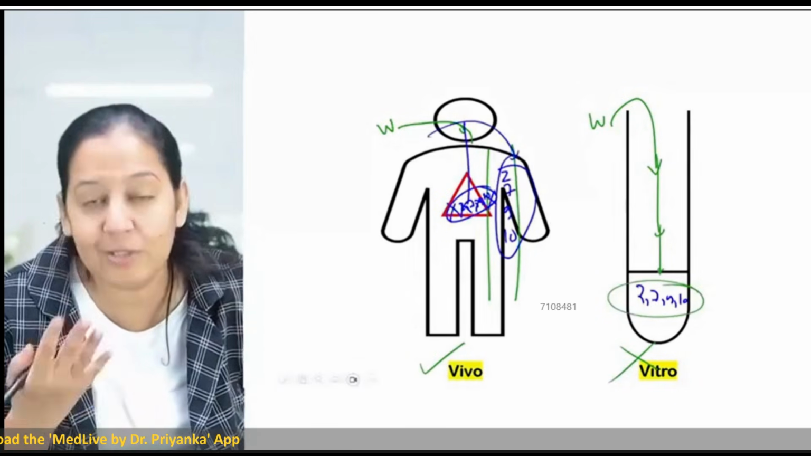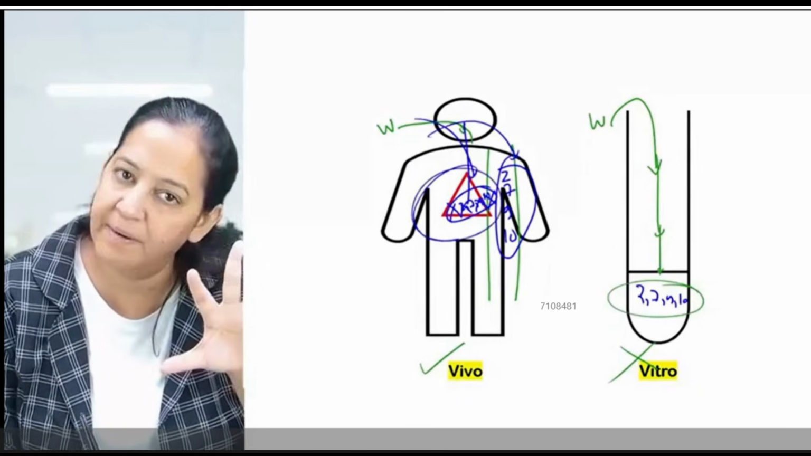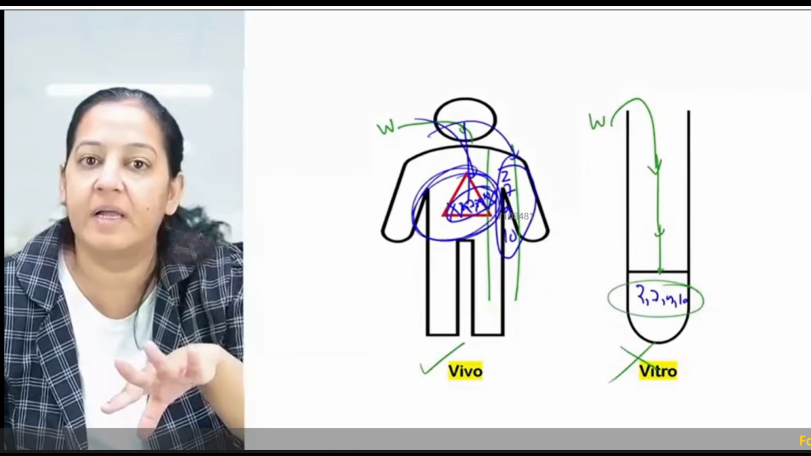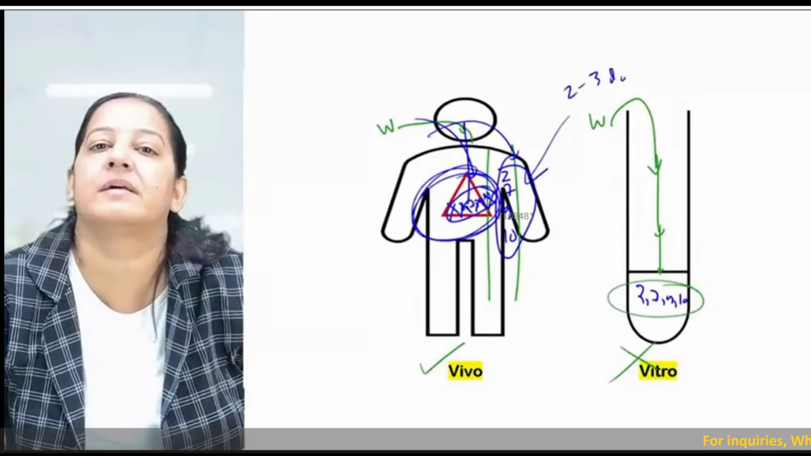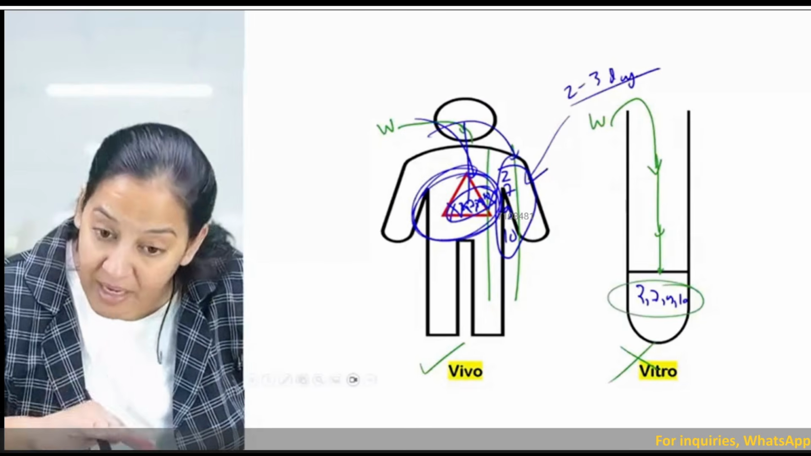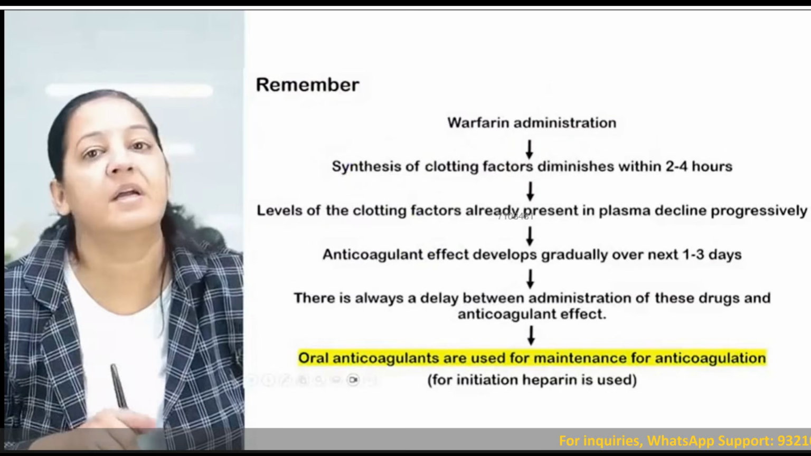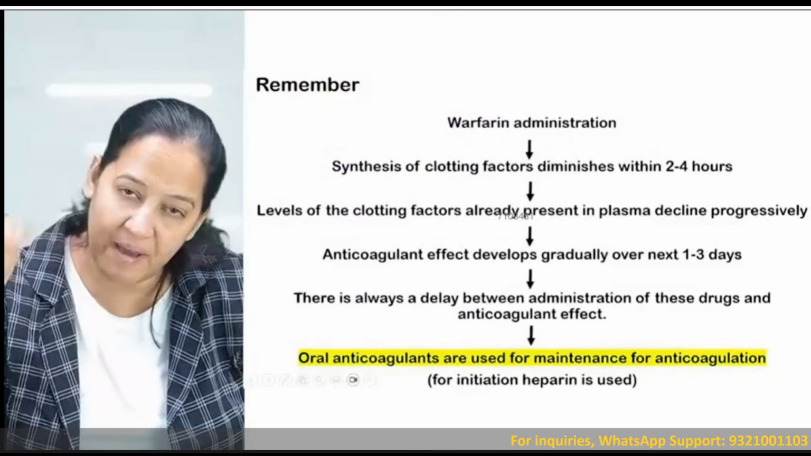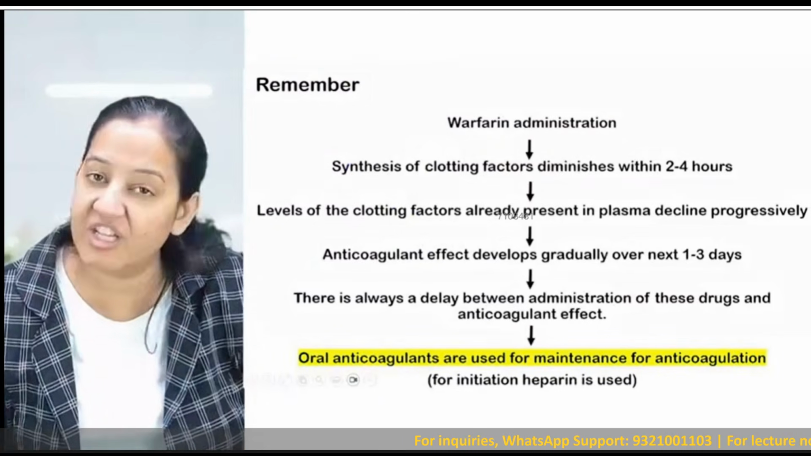So warfarin is slow in action. If you give warfarin, it will inhibit the formation of new 2, 7, 9, 10. But the 2, 7, 9, 10 already present in the blood are sufficient for 2 to 3 days. So warfarin action is visible after 2 to 3 days. So warfarin is not a drug of choice for emergency. If you want emergency anticoagulation, heparin is the drug of choice. Warfarin is slow acting. It is required for maintenance, not for initiating therapy.